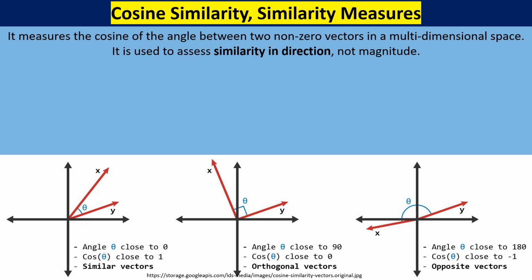So cosine similarity ranges from minus 1 to 1. 1 means perfectly similar. 0 means no similarity, with a 90 degree angle, and minus 1 means completely opposite. You can say the angle is 180 degrees.